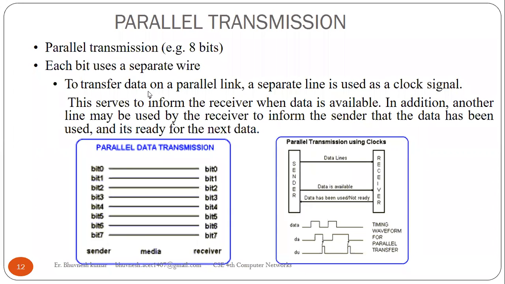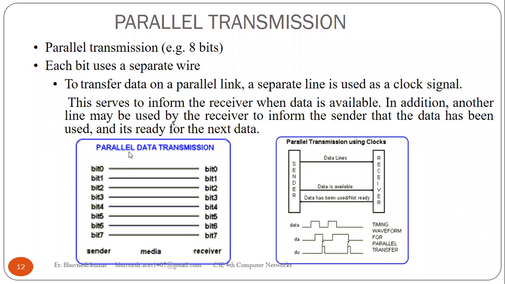I will repeat it again. This serves to inform the receiver when data is available. In addition, another line may be used by the receiver to inform the sender that data has been used and it is ready for the next data. The clock signal is also used so that the information is sent to the sender side that data has been used by the receiver, and the sender can send data again. That's why a clock signal is used.